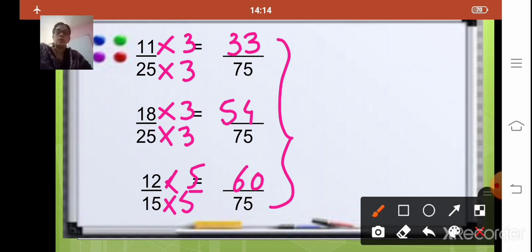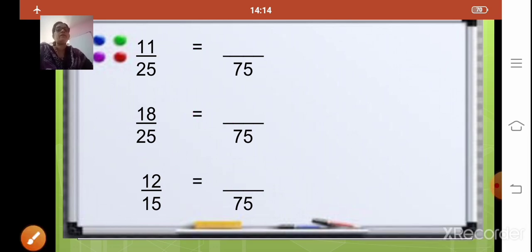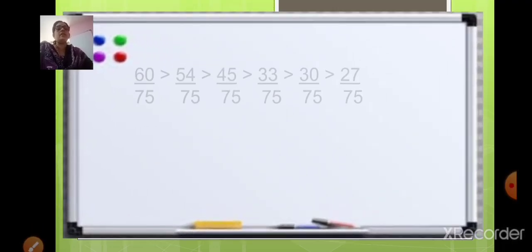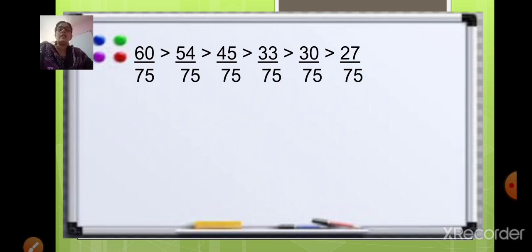Now what we are going to do is your third step, that is you will compare the numerators. Okay. So now compare the numerators. 60 greater than 75, 54, 45, 33, 30 and 27.